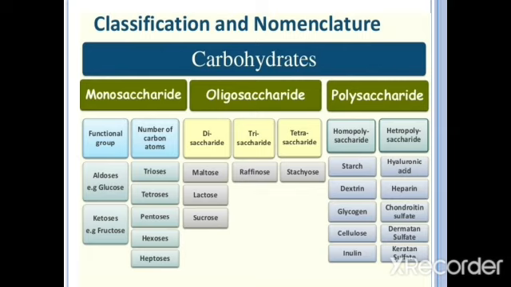And disaccharide, that is 2 monosaccharide units combined. Disaccharides include maltose, lactose and sucrose. You have to study which monosaccharide units are present and what is the linkage. Example for trisaccharide is raffinose and tetrasaccharide is stachyose.